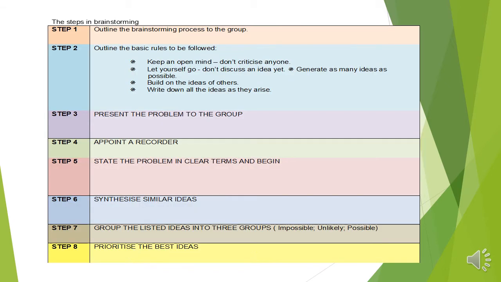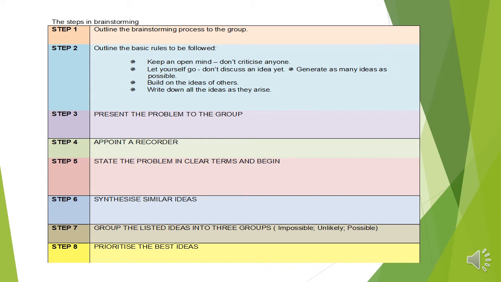Then the steps in brainstorming. Outline the brainstorming process to the group. Then, step number two, you outline the basic rules to be followed. What must be done if you are a member of that group? Number one, you keep an open mind. You do not have to criticize anyone. Then let yourself go. Don't discuss an idea yet.